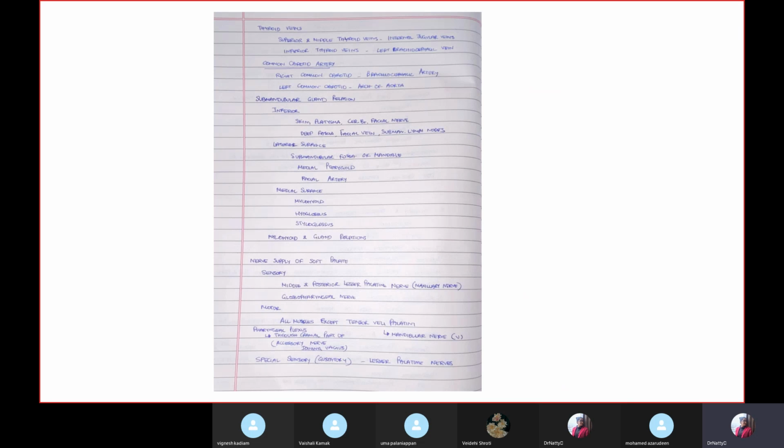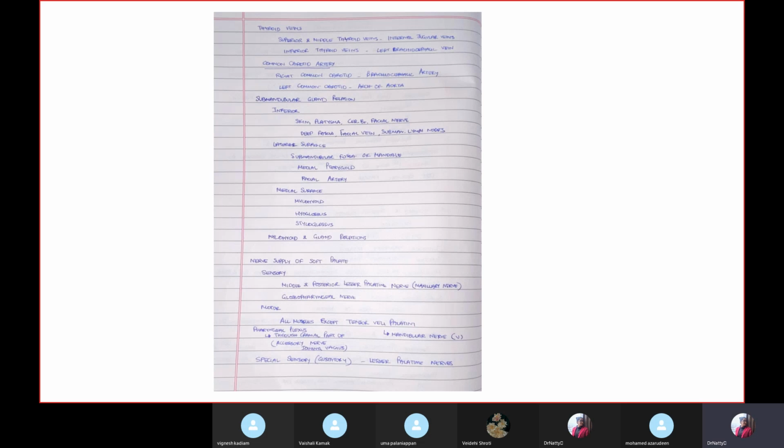Then the next one is thyroid veins. The superior and middle thyroid veins drain into the internal jugular vein, whereas the inferior thyroid vein drains into the left brachiocephalic vein. It is of very least importance, so I'm just reading them. If you want to remember, you can, but it is not a very important point. Then the common carotid artery, that one is important, because you have two common carotid arteries. The right one is a branch of the brachiocephalic artery, whereas the left one comes directly from the arch of aorta.